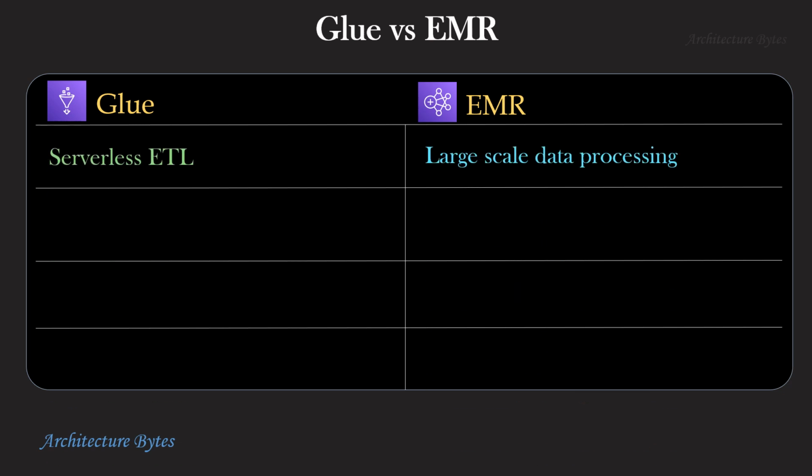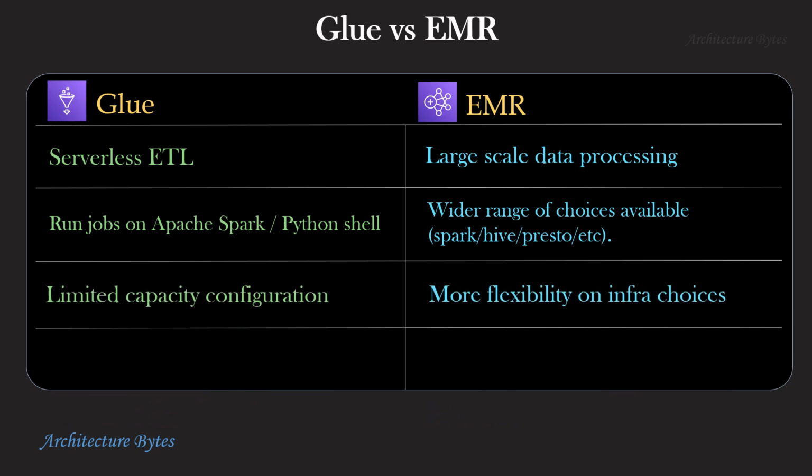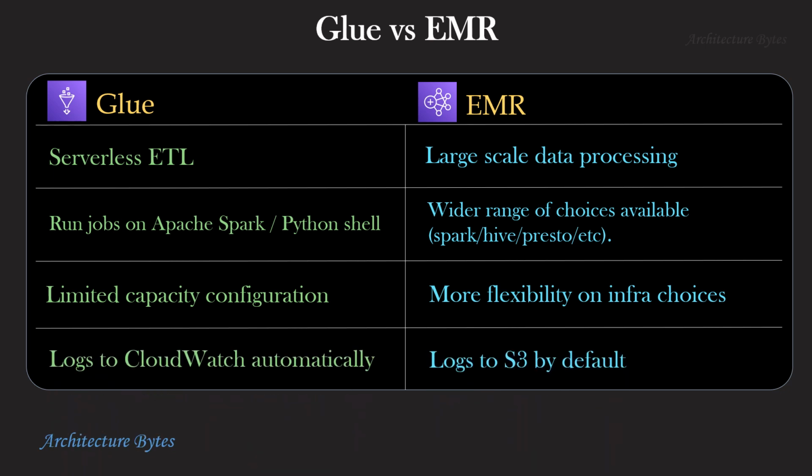Glue is primarily used as a serverless ETL service, while EMR is for large-scale data processing. Glue runs jobs on Apache Spark or Python shell, while EMR has a wider range of choices available. Glue provides limited capacity configuration, while EMR has more flexibility on infrastructure choices. Glue logs to CloudWatch automatically, while EMR logs to S3 by default.